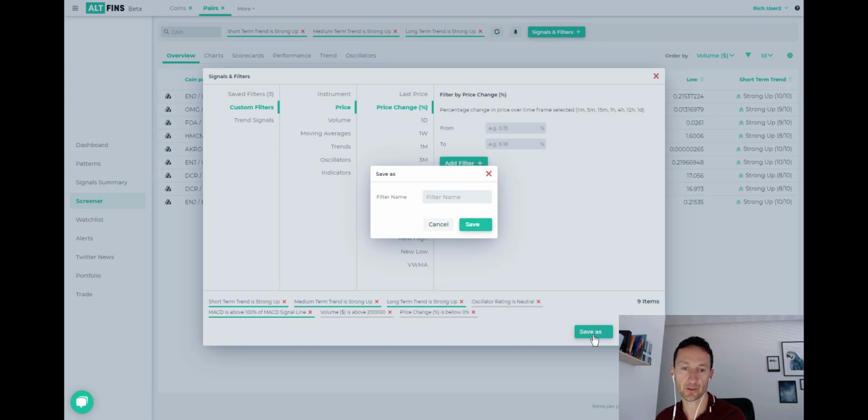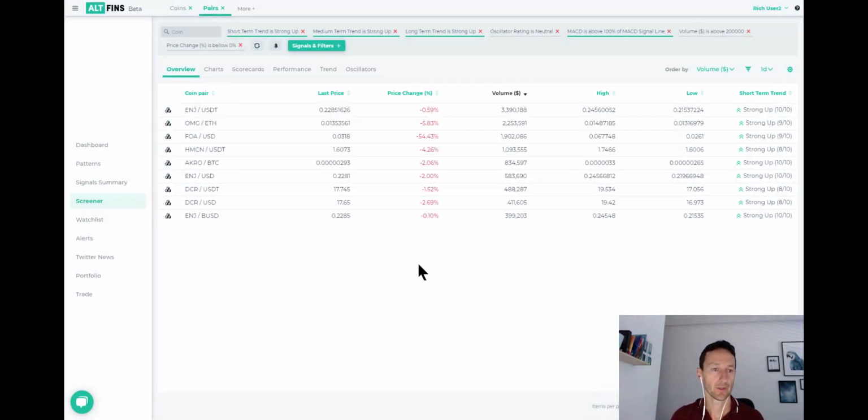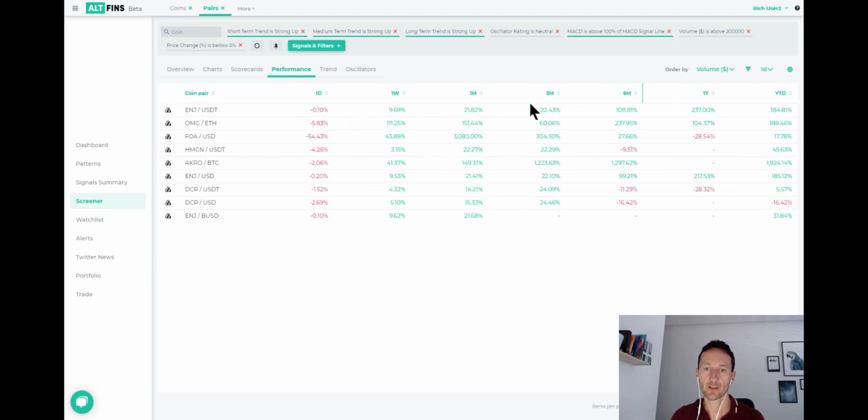I will save this filter so I can come back to it. I'll call it strong up pullback situations. I'll save it. And here we go. We have 9 pairs that satisfy this criteria. Let's look at the performance. Not surprisingly, it's been very strong up until really the last day, which gives us an opportunity to jump in on the trend as well.